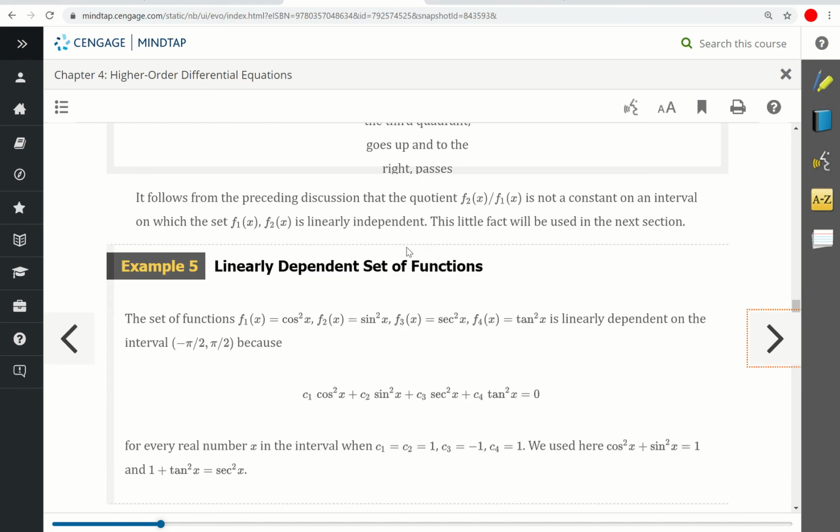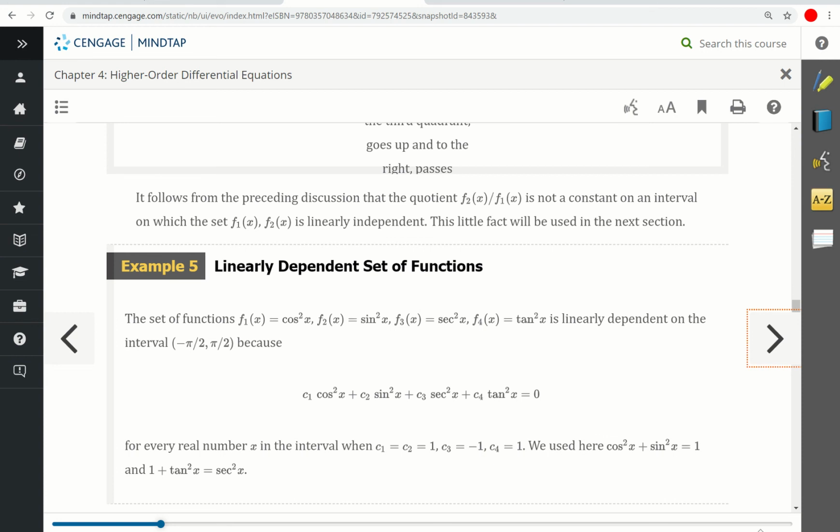Let's take a look at a couple examples here. In example 5, they say that the following set would be linearly dependent. If we take the functions cosine squared of x, sine squared of x, secant squared of x, and tangent squared of x, this collection of functions is going to be linearly dependent on the interval negative pi over 2 to pi over 2.